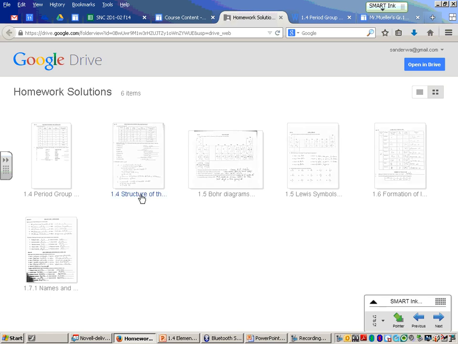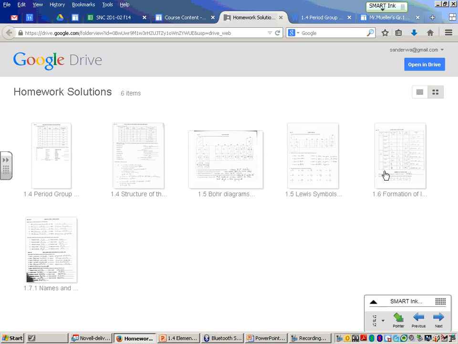Here we've got the structure of the atom. This is the exact sheet. You can see I've also got some handwriting on there. Those are the answers to that sheet. You can check your own sheet. All right? The next sheet we're going to do, Bohr diagrams. We're doing Bohr and Lewis diagrams tomorrow.